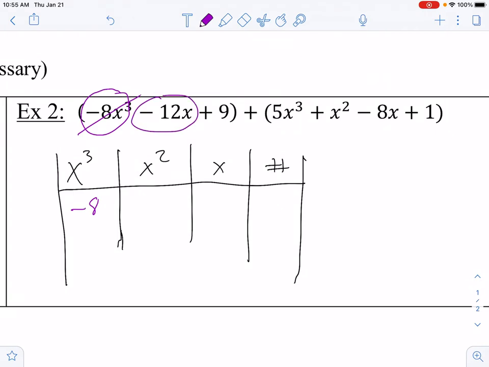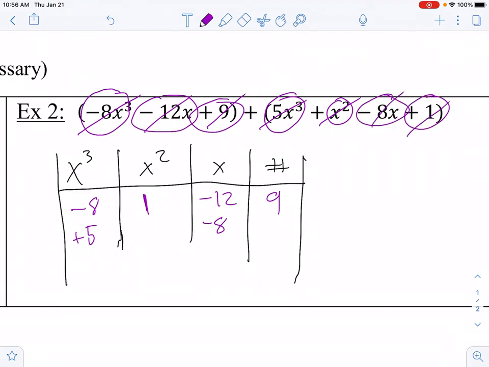Negative 12x, so that's a negative 12, goes in the x category. Positive 9 is a regular number, so that goes in that category. 5x to the third, that is an x to the third, so that's going to go here, a positive 5. X to the second is 1, so that's a 1x to the second. Negative 8x, and a positive 1.